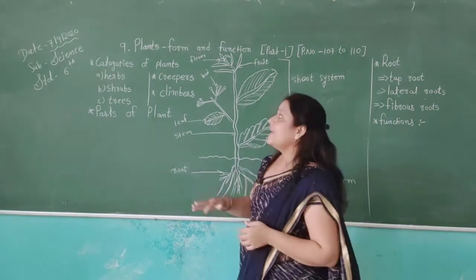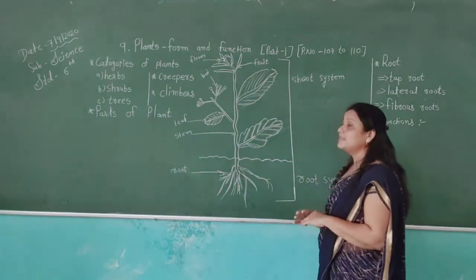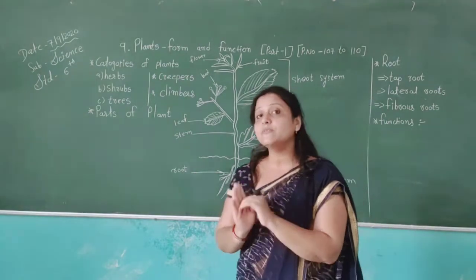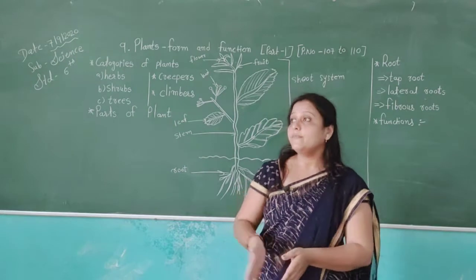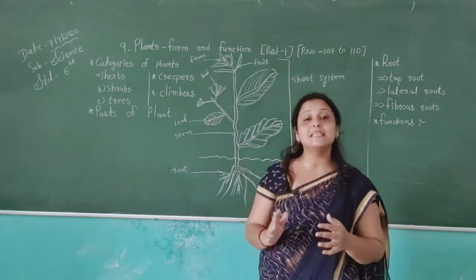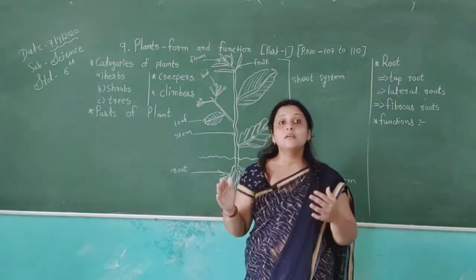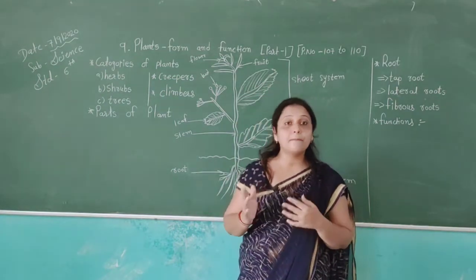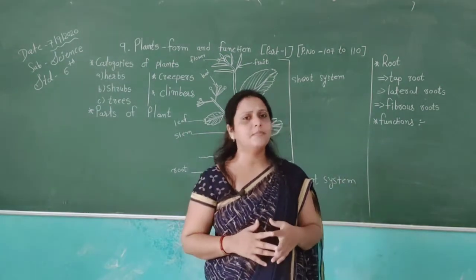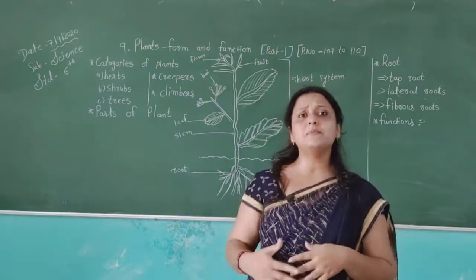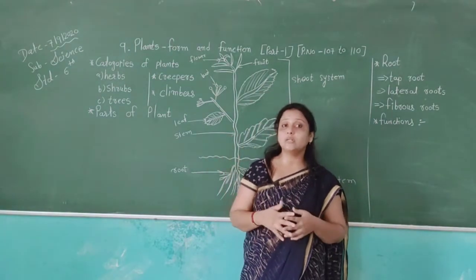So we have different categories of plants. First, we have herbs, very small plants. In herbs, we can see the example of coriander. Then we have shrubs, middle-sized plants. For example, the rose plant. And trees. Many trees are available around us. We can see different types of trees which are very useful to us. They are very tall. They are called trees.